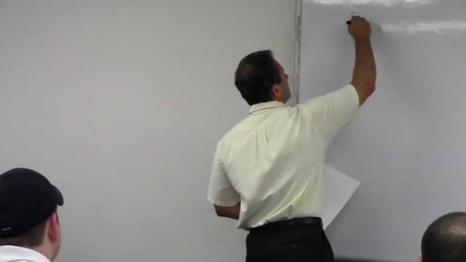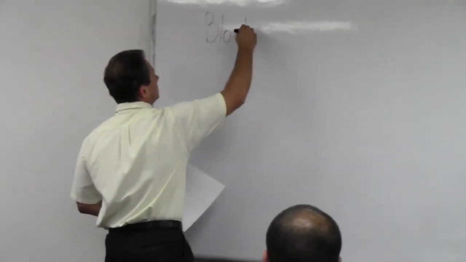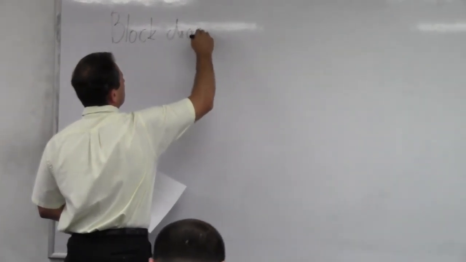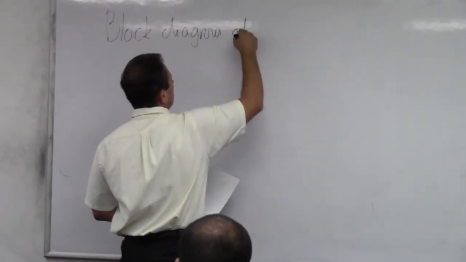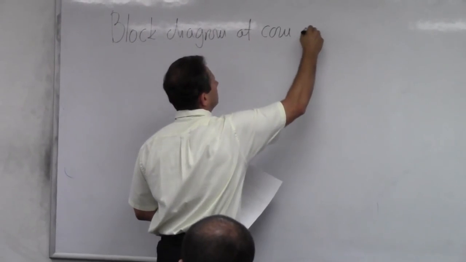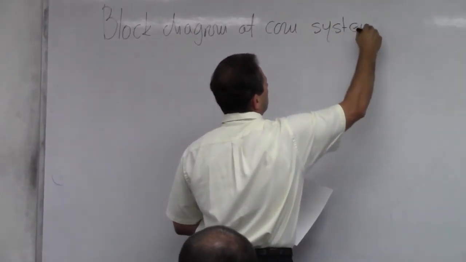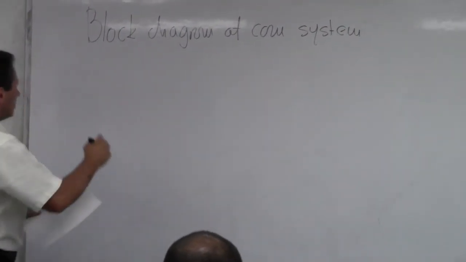So here's a block diagram of a communication system. Let me draw it and then we'll discuss various components.